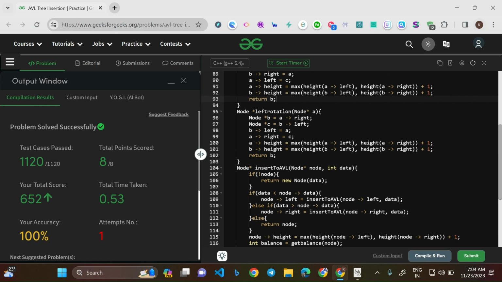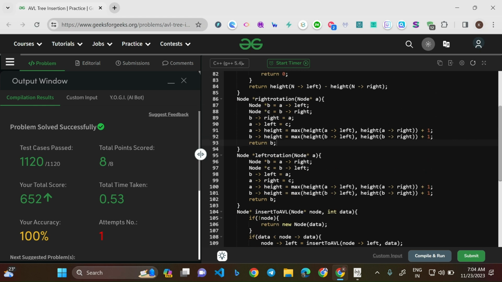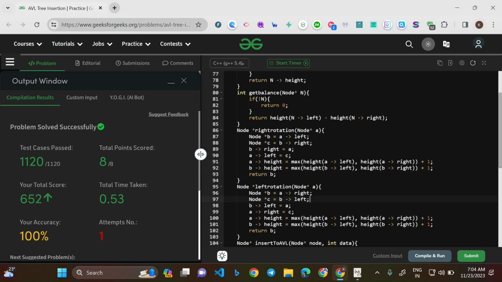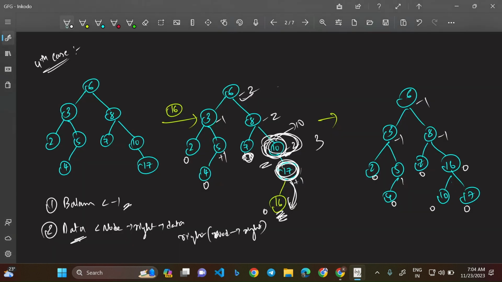Try to do the dry run. You people will understand. The main objective here is to reduce the unnecessary height that is there under each and every node, and for that reason we are doing the left rotation and right rotation.